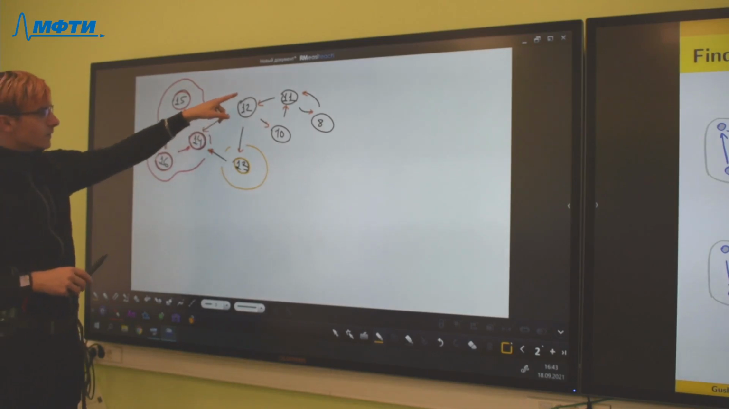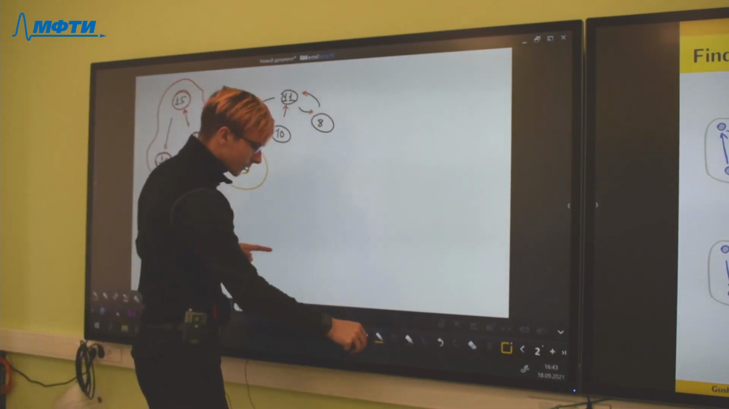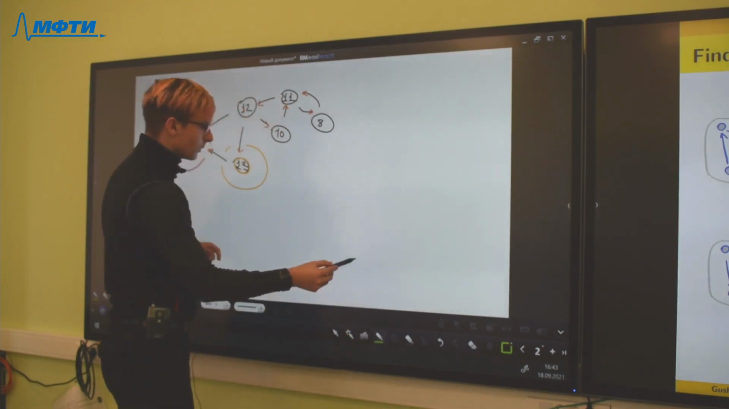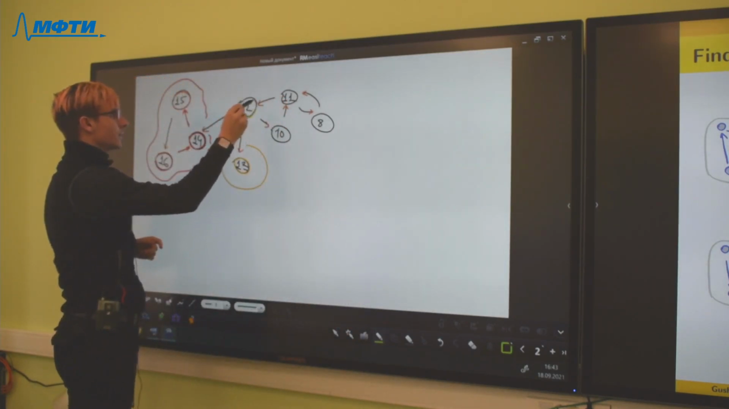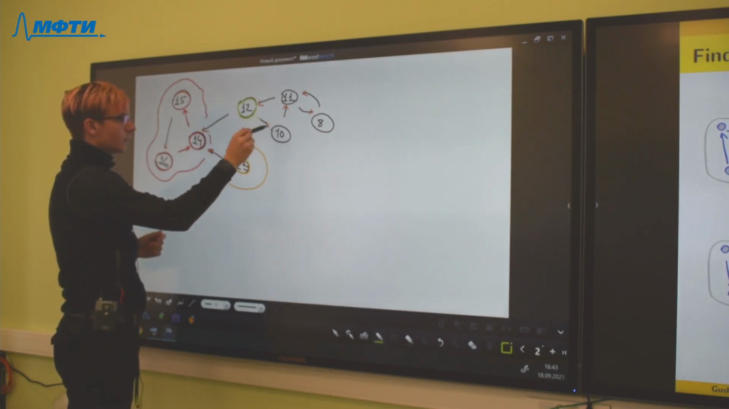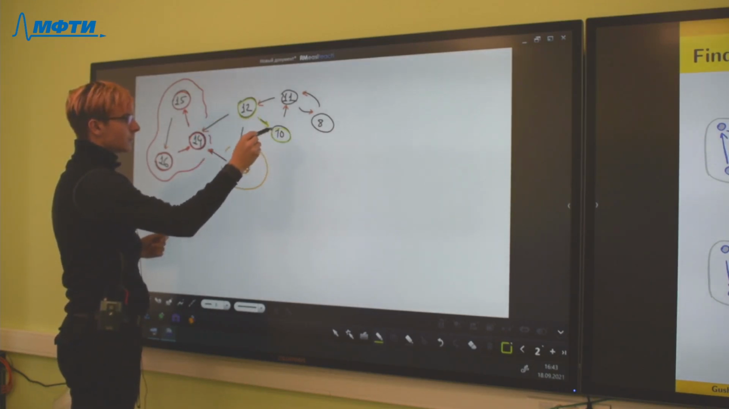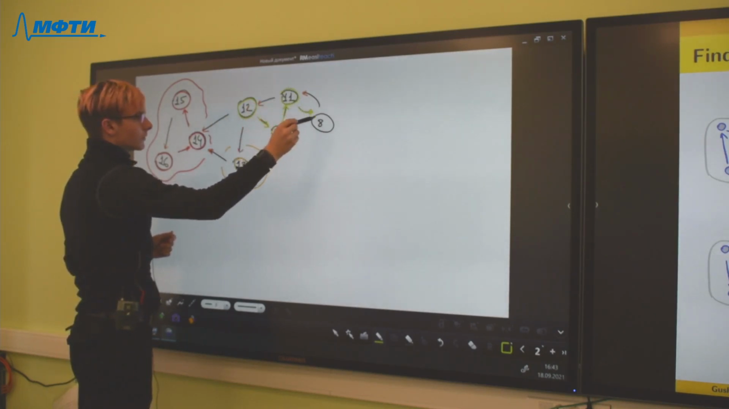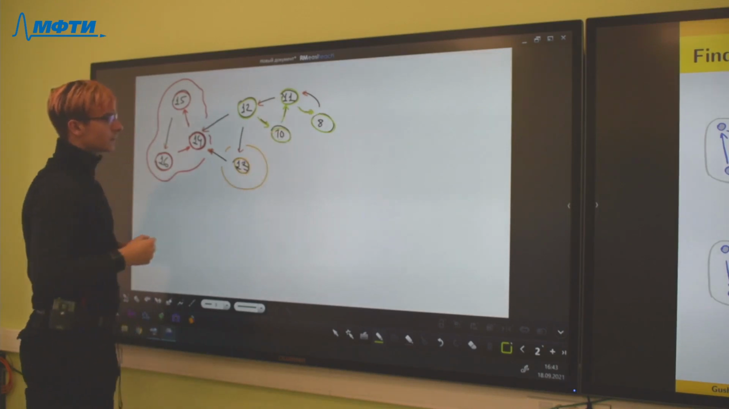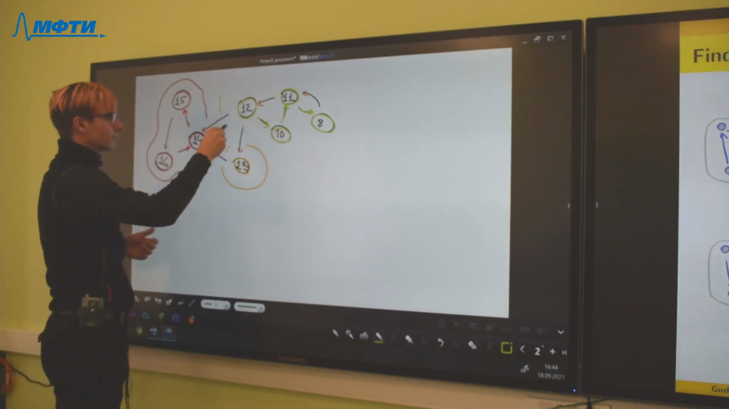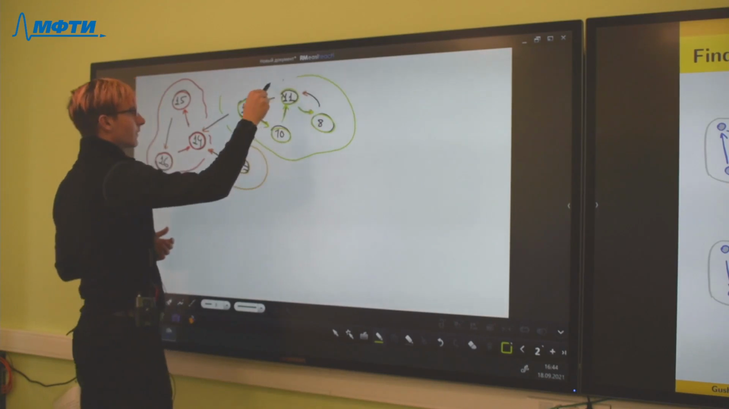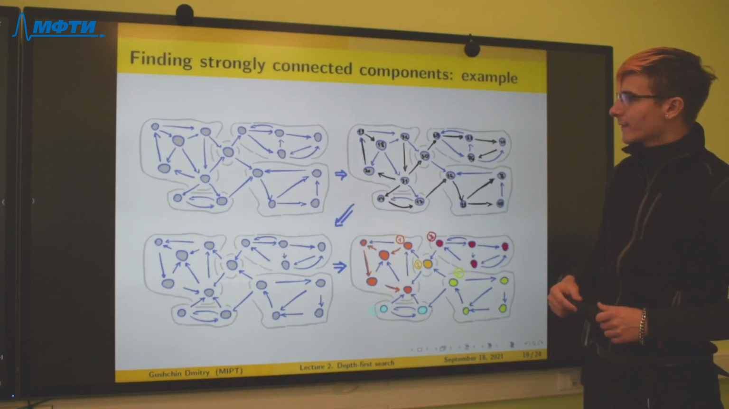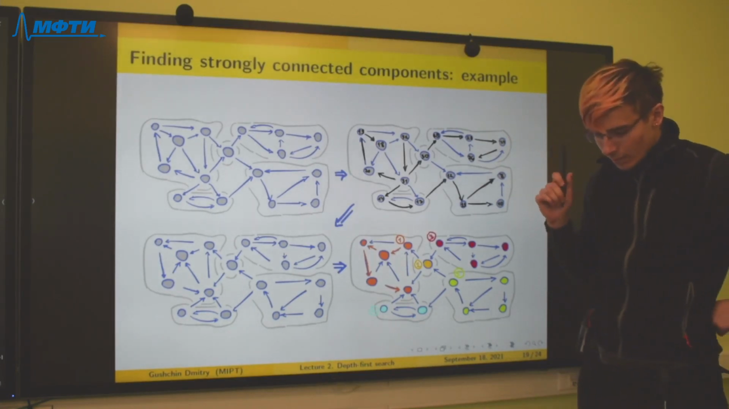Then we see that 12 is the biggest number. And we start DFS visit from this. We go to 10, 11, go to 8, and that's all. It's the last strongly connected component. We end with finding strongly connected components.